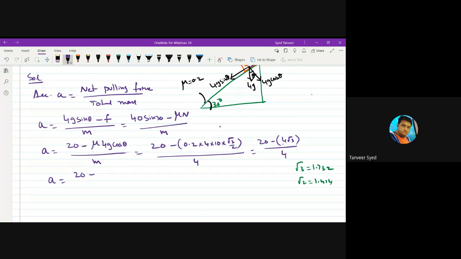So 3.528. I will make it 3.53, divided by 4. 20 minus 3.53, 16.47. I will make it 16.5 by 4, which is approximately 4 meter per second square. So this is the acceleration.